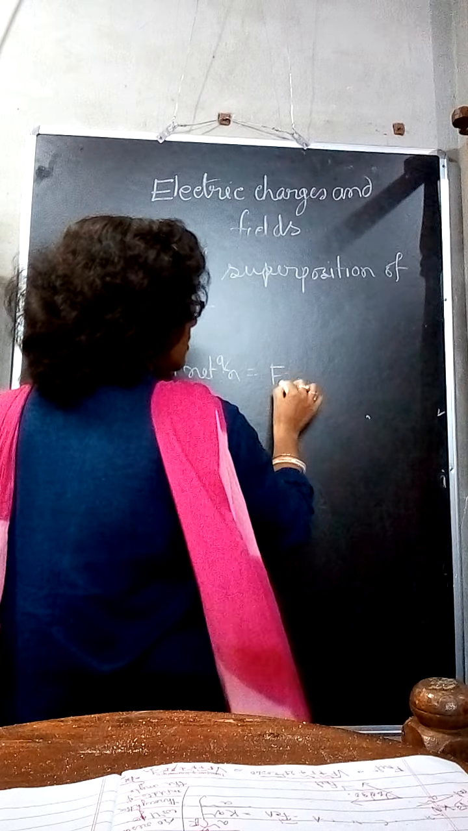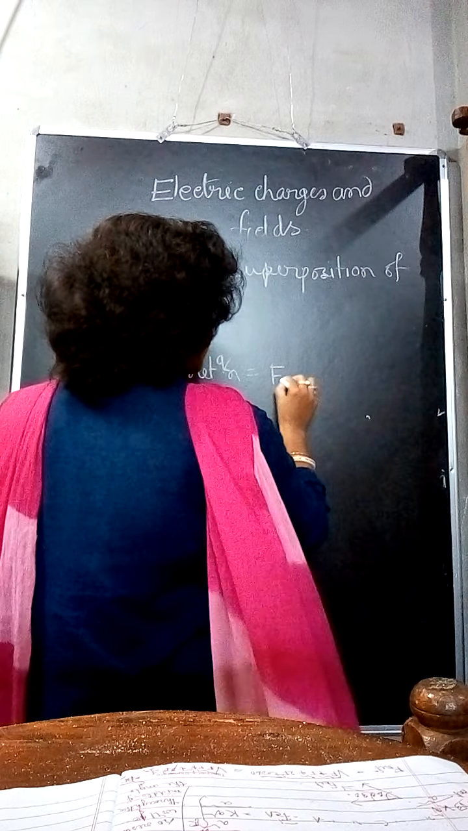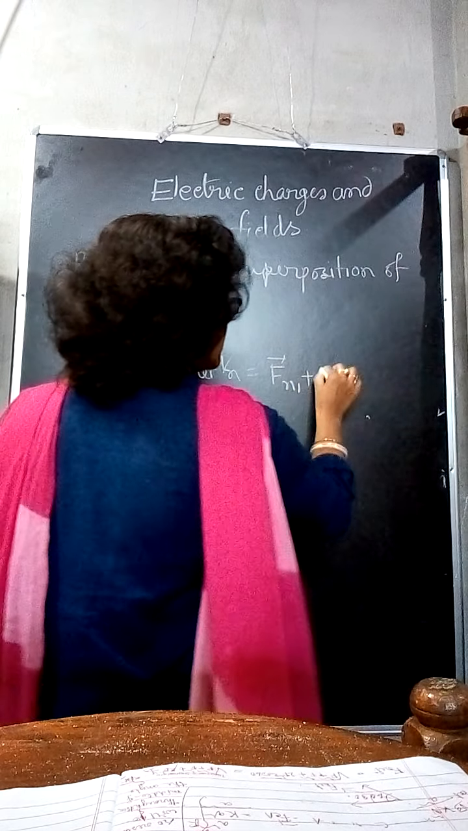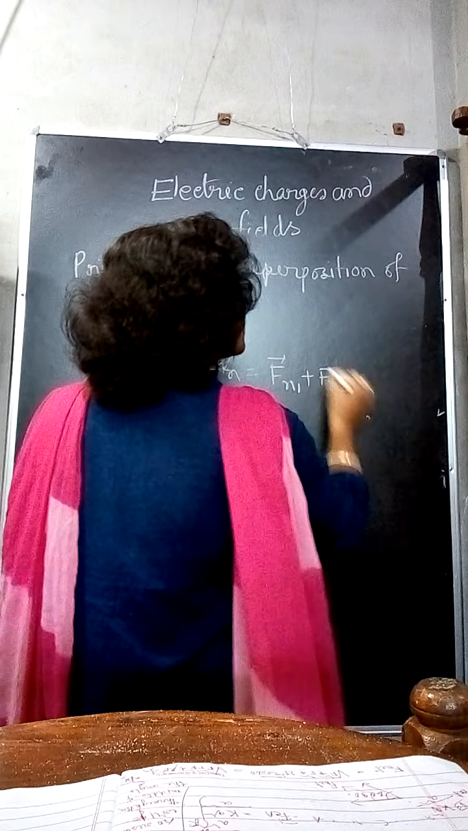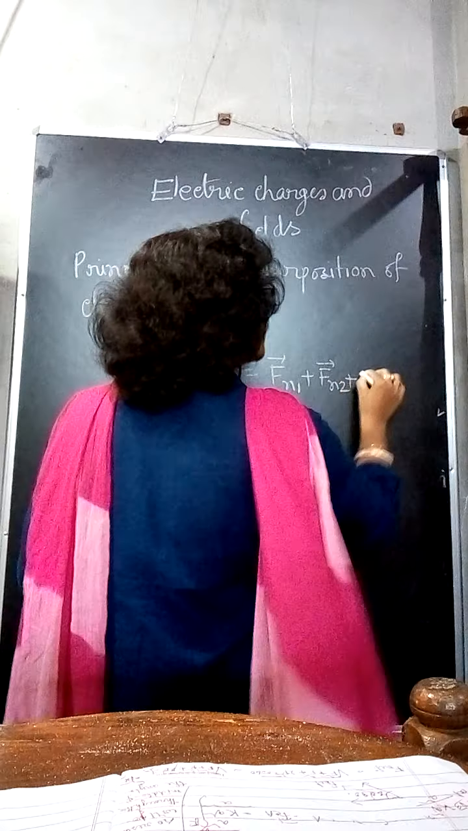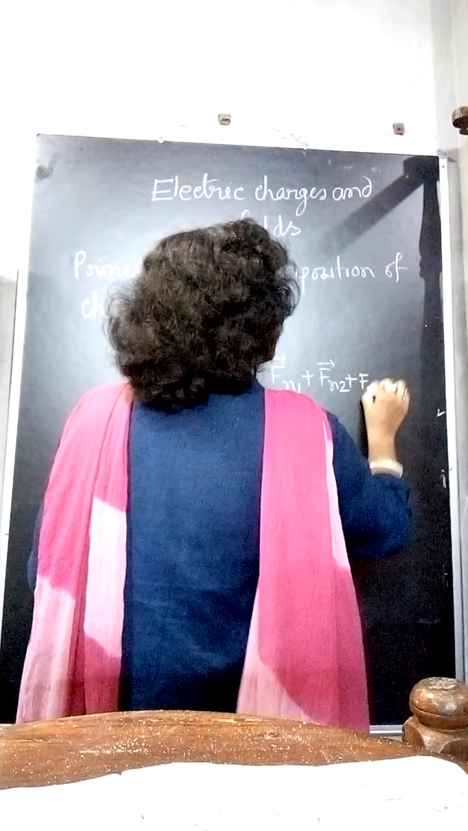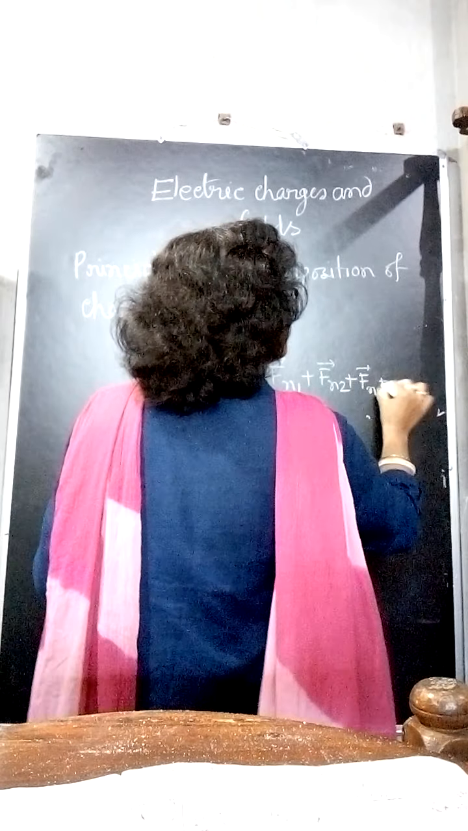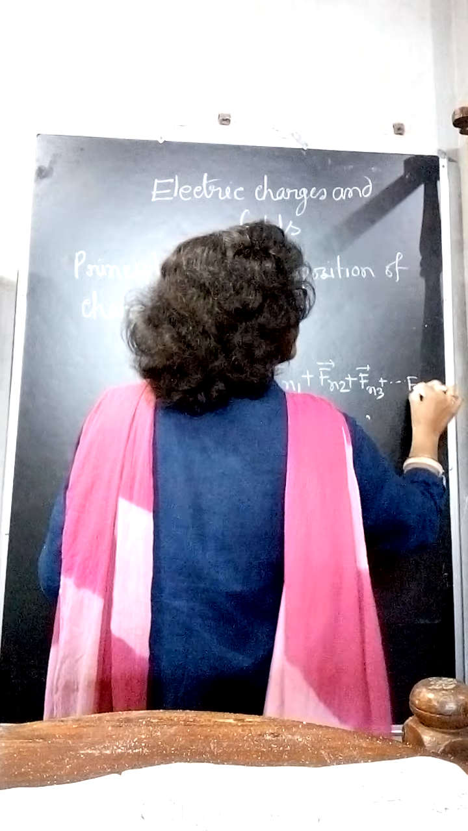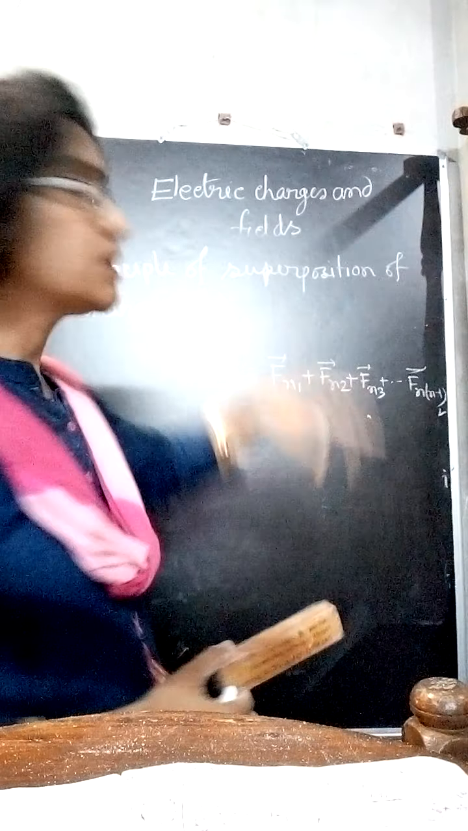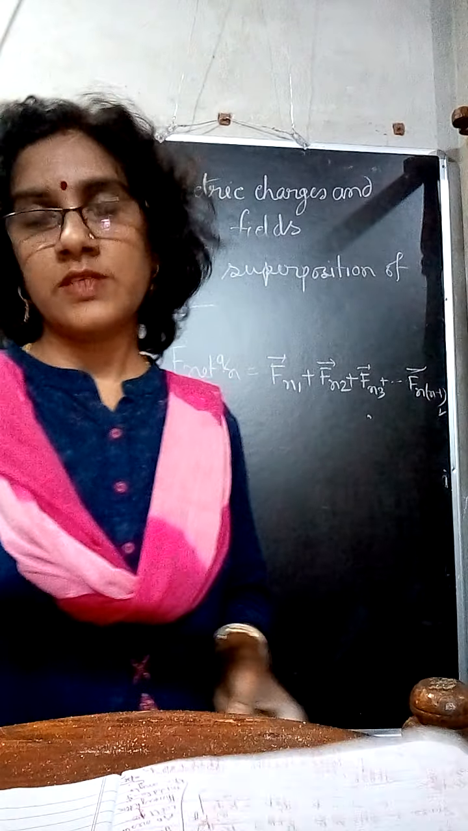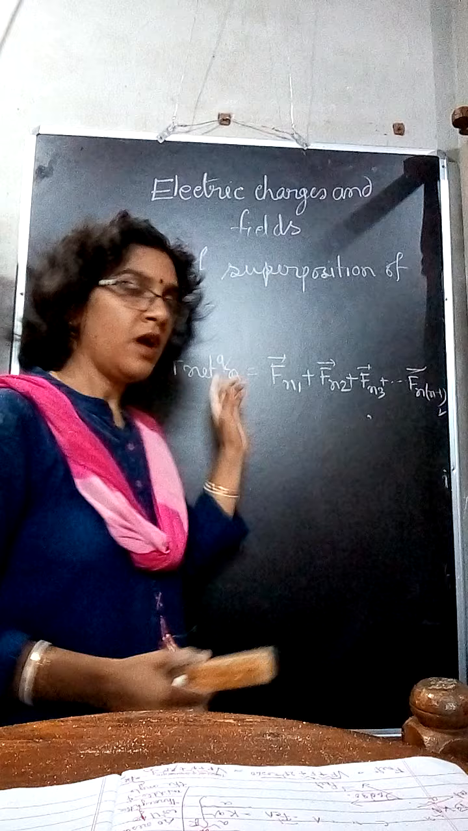Equal to the vector sum of the electrostatic force for the remaining charged bodies. That is F n minus 1. This is the principle of superposition of charges. Let us consider one mathematical problem on the principle of superposition of charges.